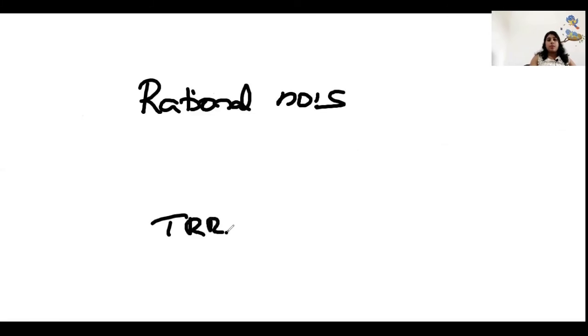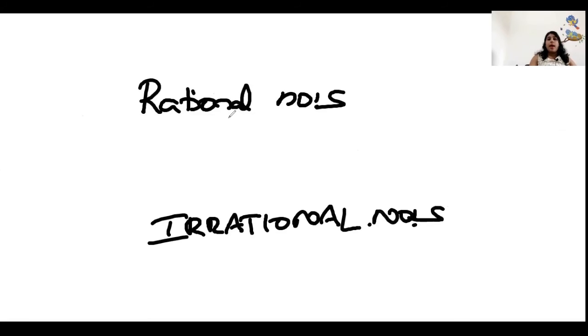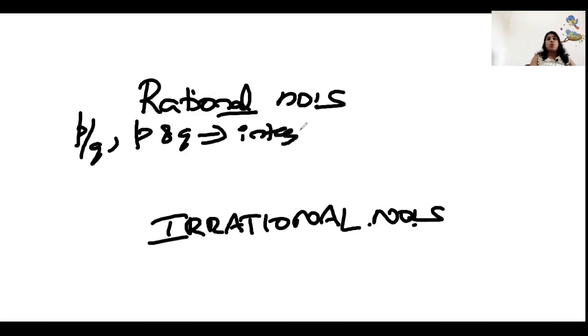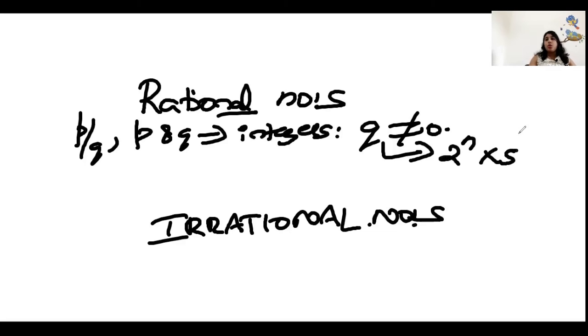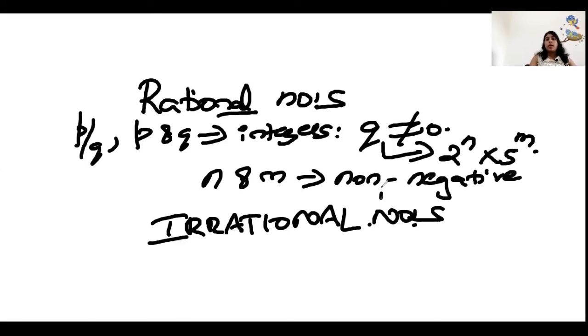Before going to the next question, I want to tell you that we know there are rational numbers as well as irrational numbers. So what have we understood by a rational number? That is p by q, where p and q are integer values, and also q should not be equal to 0 and q should be in the form of 2 raised to n into 5 raised to m, where n and m are non-negative integers.